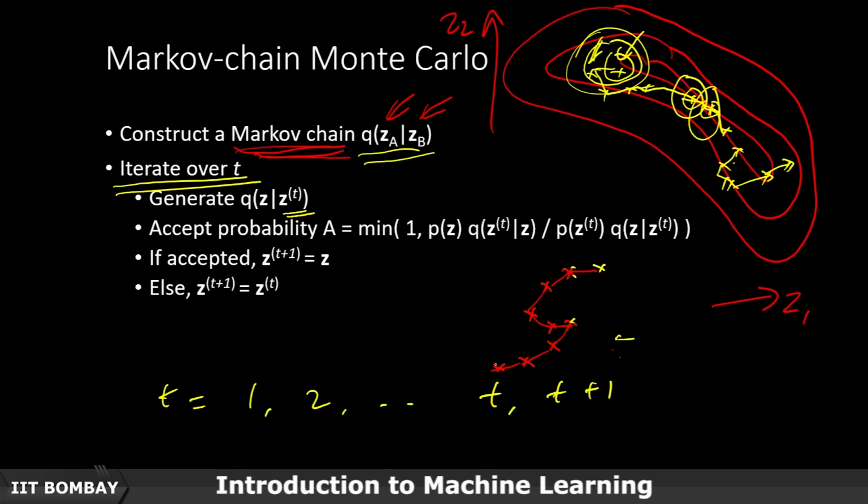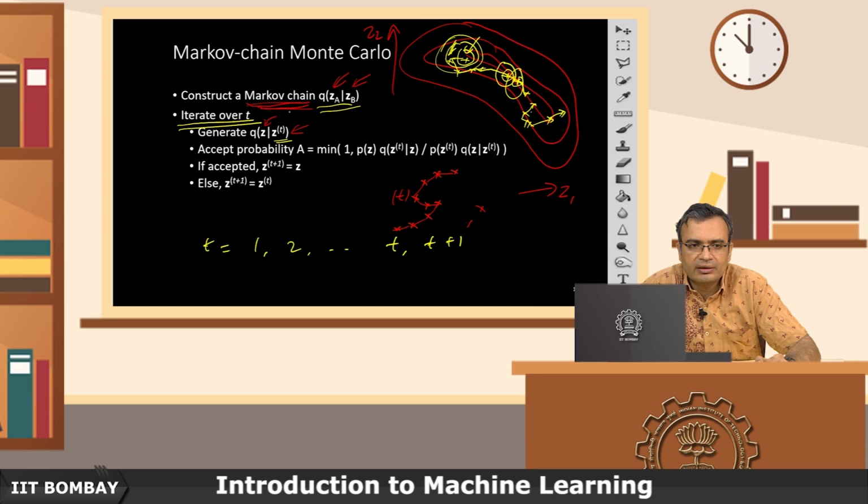Okay. So this is the chain, and let's say this is T and the next one is T plus 1. What we are going to do is generate a sample from Q of Z given ZT. Whatever ZT is, we will take an isotropic Gaussian and sample from that distribution. We will get some Z. Now we will either accept this Z or reject it with some probability.